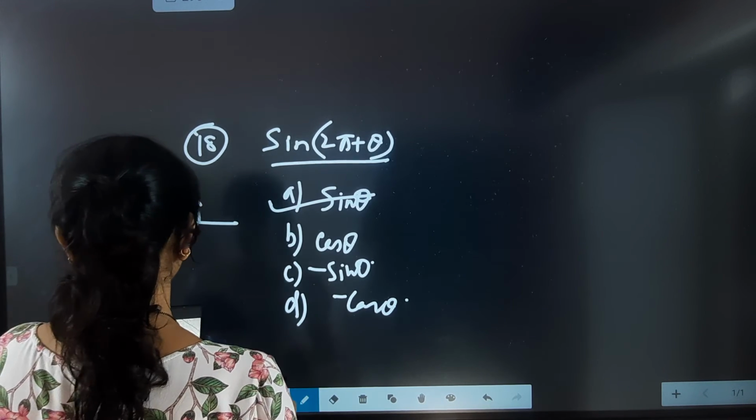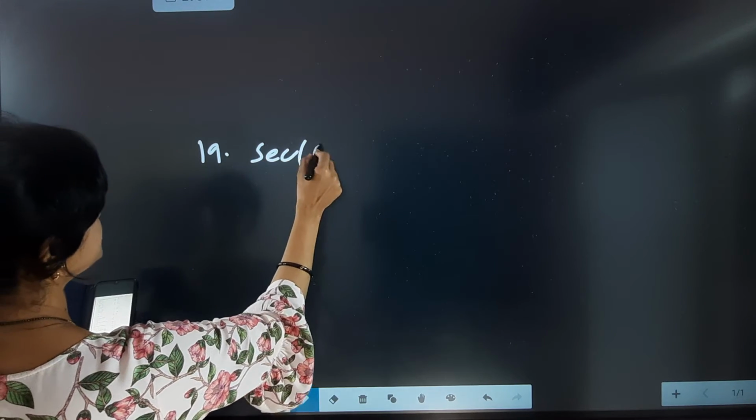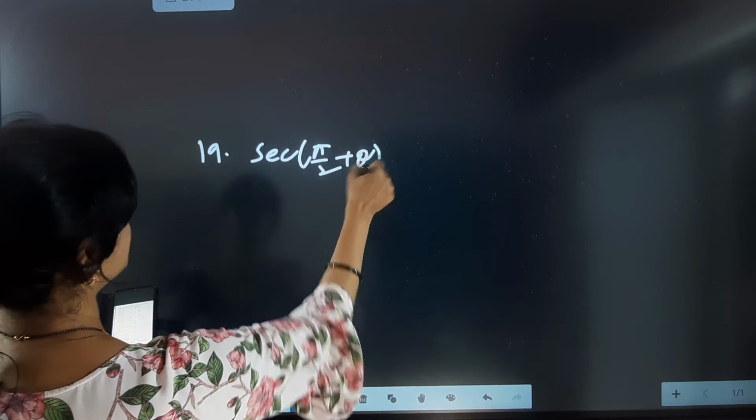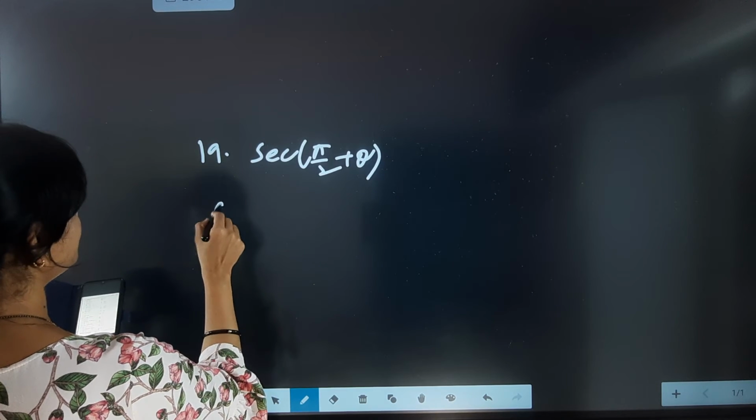Okay. Now secant pi by 2 plus theta. Next question, question number 19. Secant pi by 2 plus theta. Now this will be equal to what?